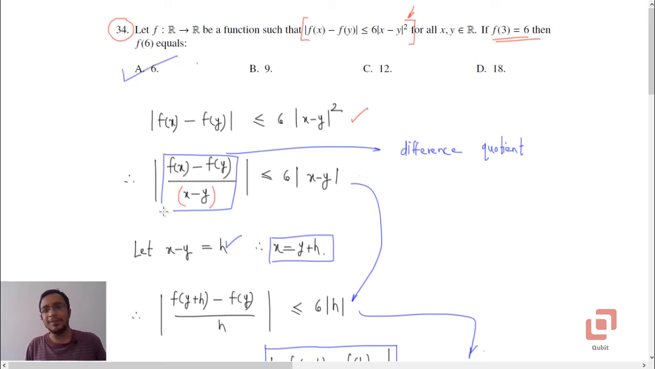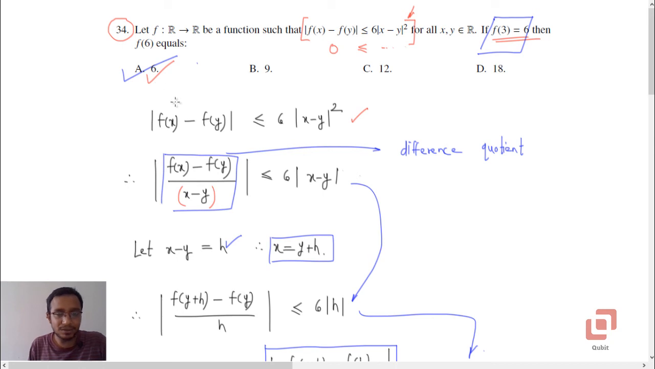A. It's a bit difficult to pick the correct line of thinking. If you were to solve this problem otherwise, the first choice that should come to you is the constant function. If f of x is a constant function, then f of x minus f of y will always be 0, and mod of 0 will always be less than or equal to any non-negative number. So for a constant function, this particular inequality is always satisfied no matter what value f of 3 has. But because f of 3 has 6 as its value, you conclude that f of 6 is also equal to 6.